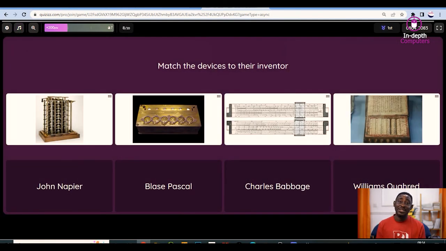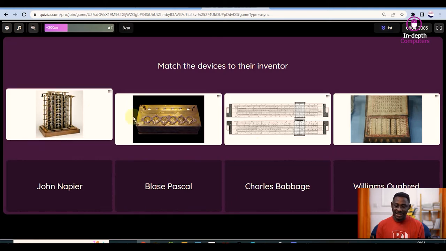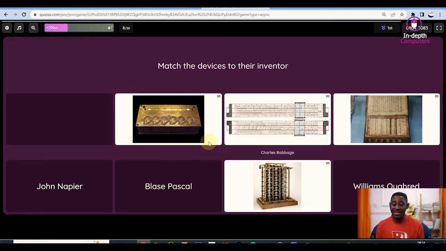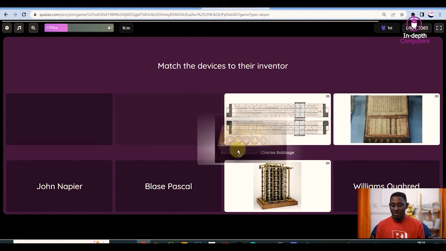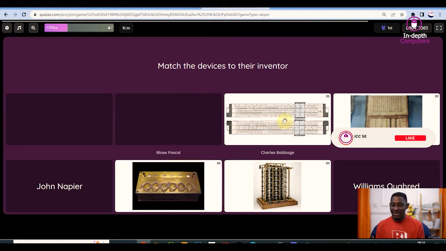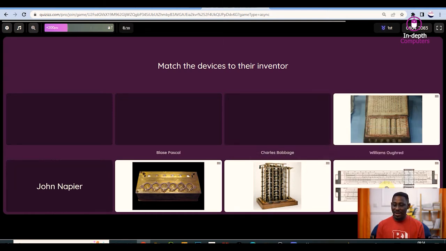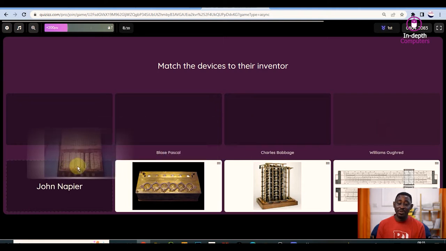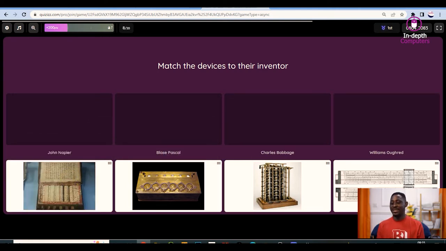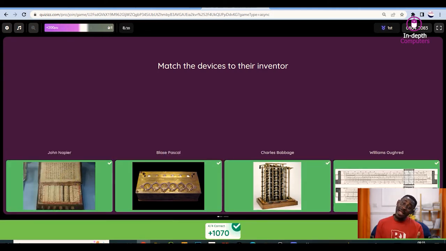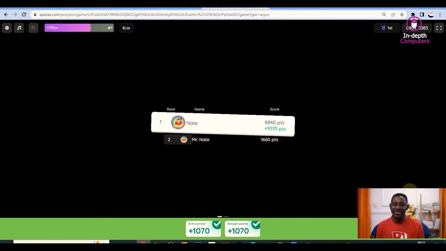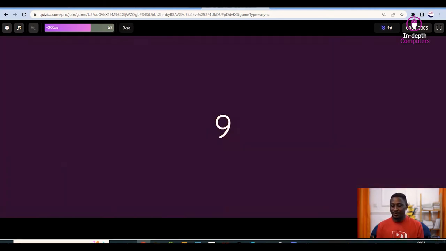Match the devices to their inventor. Yes, this is the analytical engine. We match it to Charles Babbage. This is Pascal's wheel. We match it to Blaise Pascal. This is an invention by William Oughtred, the slide rule. And this is the Napier bone. Yes, let's see if this is correct. Yes, this is correct. So let's move to the next question.